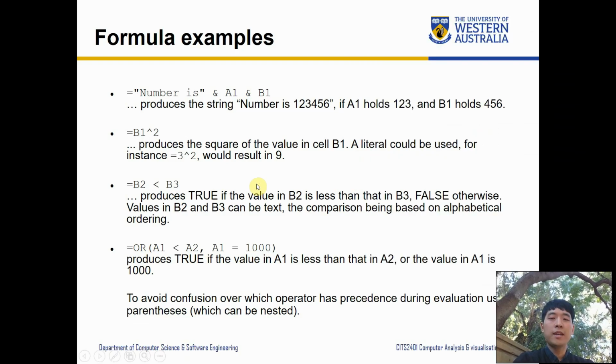And you can combine this in all sorts of ways. So we can use OR, which means A1 is less than A2, or A1 equals 1000. If either condition is true, then it's going to give me true, otherwise false, right? Whenever we have lots of conditions that we are combining, to avoid confusion, please add brackets to make sure that you separate out how the logic is laid out in your formula.